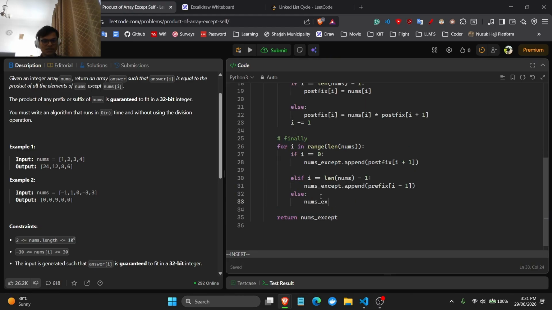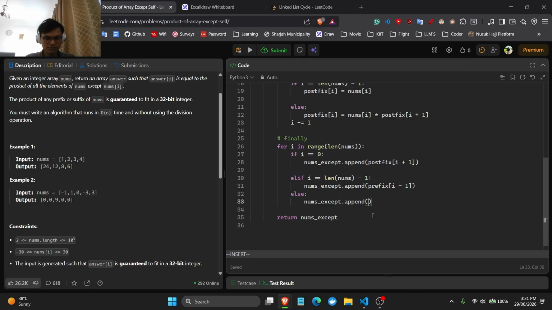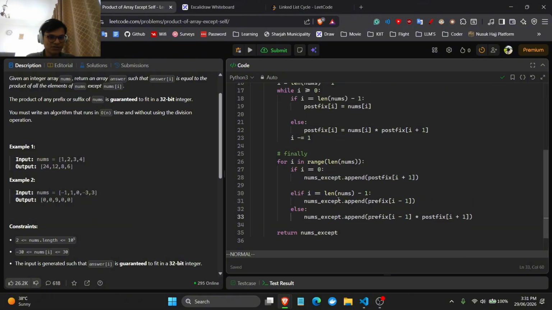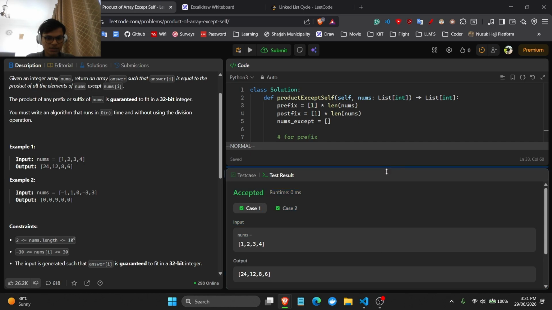Do nums except. तो थोड़ा सेव डालते हैं यहाँ पे, I can format the code as of now. Okay, so before this we have to just do prefix i minus 1 into postfix i plus 1. That's how it should be. Easy, chat, easy. बेवजह I'm overcomplicating. Let's run. I'll fail the tests. Oh wow, it runs. So yeah, okay.